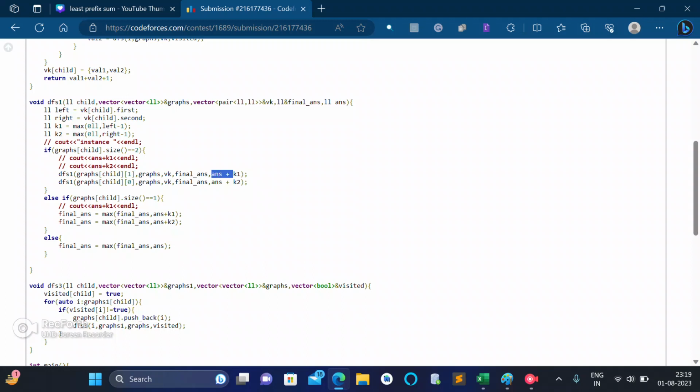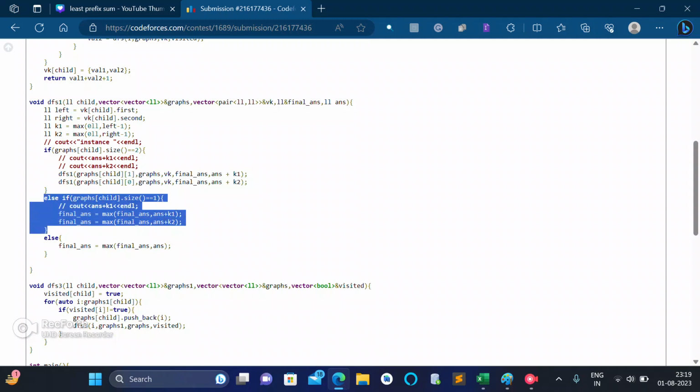It means I made a DFS call on the right side, saying that I have considered the left section, that is answer plus k1, and here you can see that k1 is actually left minus 1. And when I made a DFS call on child 0, that is on the left side, I considered the right side, that is answer plus k2, where k2 is right minus 1. If the child size is 1, as I said, it is better to remove the child, so that the nodes below the child will remain safe.